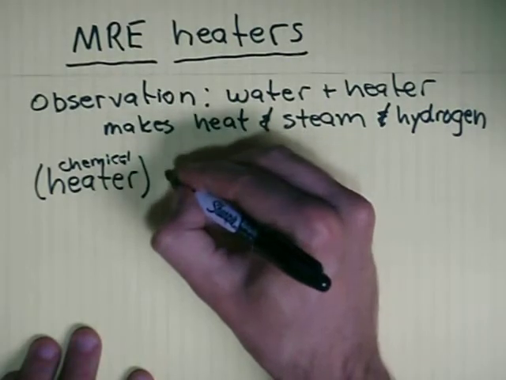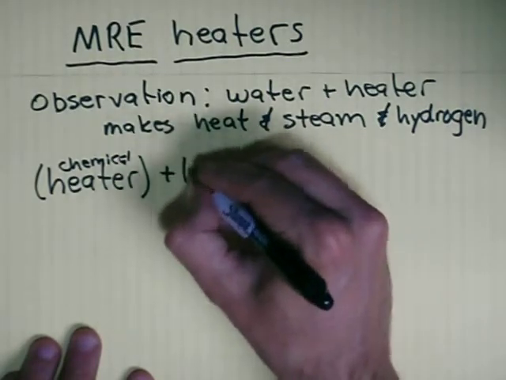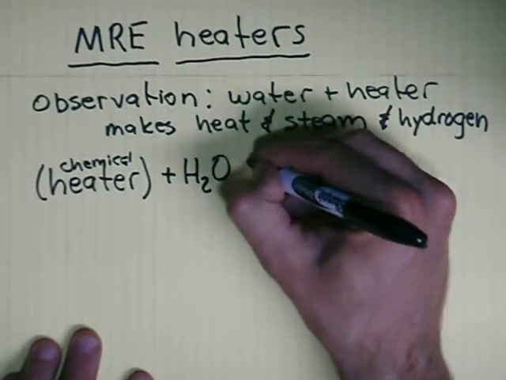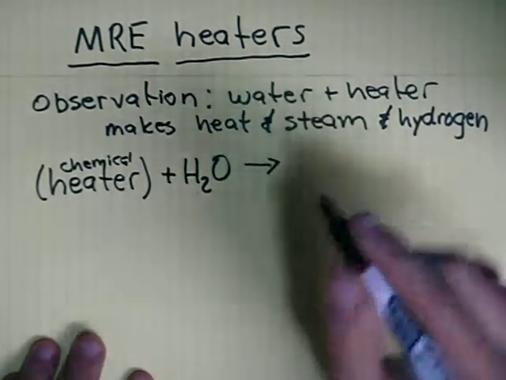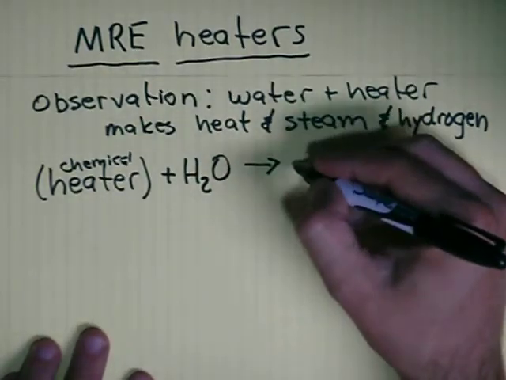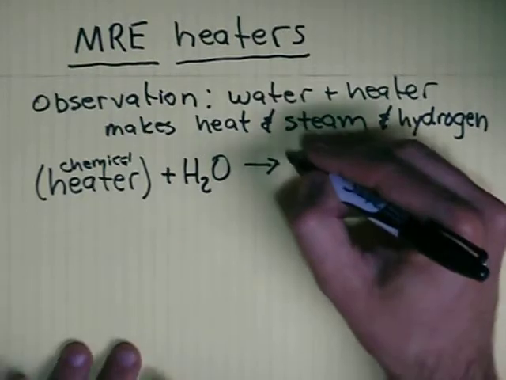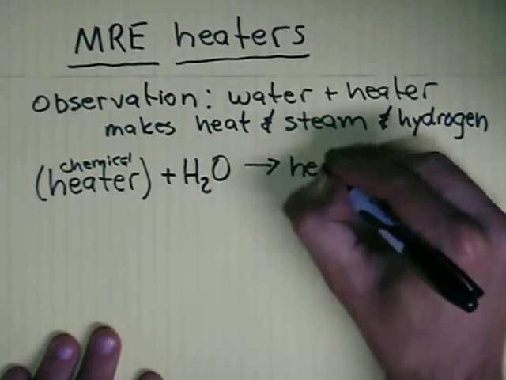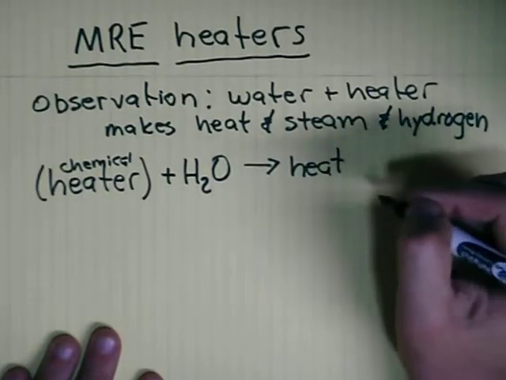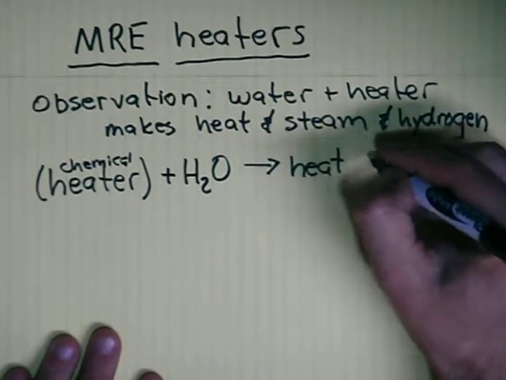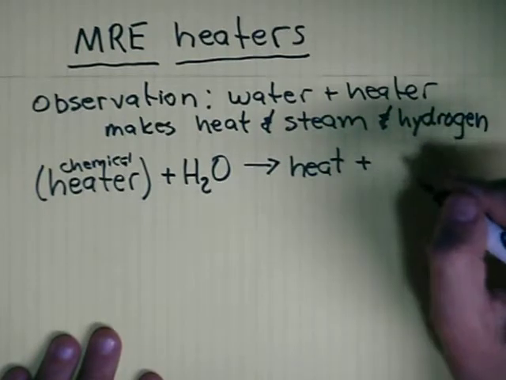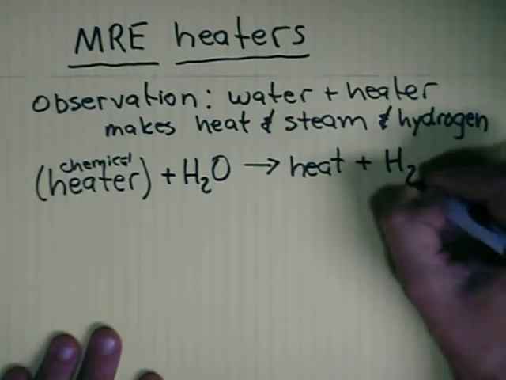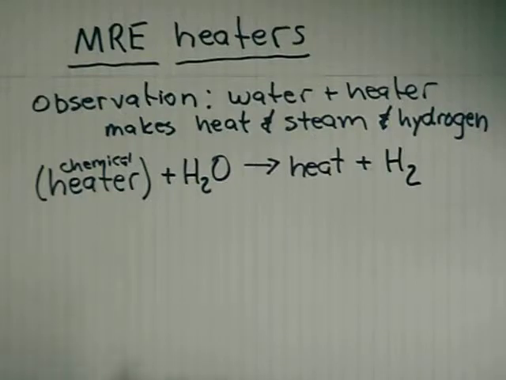And then what did we do? We added water. And so what happened? We got heat, and so we'll just write it this way as heat, plus what else? We formed hydrogen. And since it was hydrogen gas, we know that that's H2.